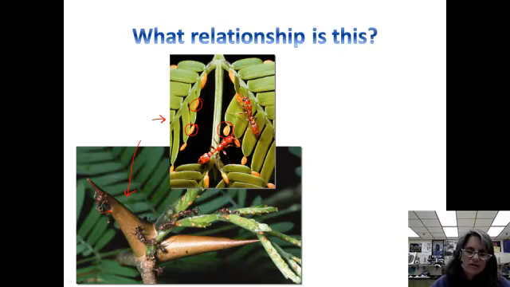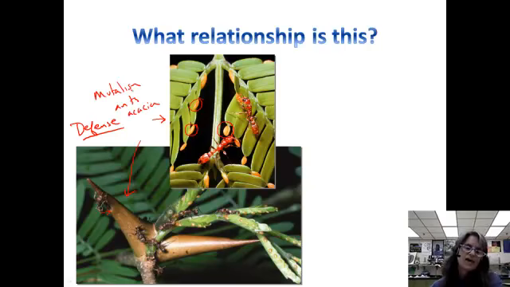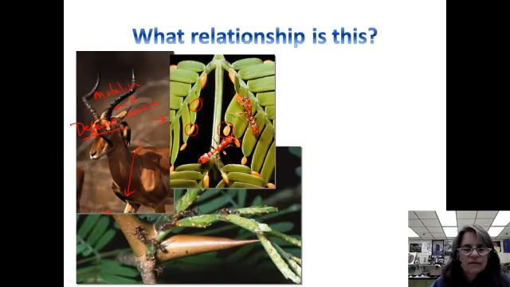What do the ants give back to the tree? They give back to the tree a very powerful defense mechanism. If anything else, insect, whatever, tries to eat this plant, the ants will swarm it and attack it and kill it. Definitely a mutualism between the ants and the acacia tree. The ants provide defense to keep the tree from getting eaten, and the acacia tree provides the ants with food and shelter. Okay.